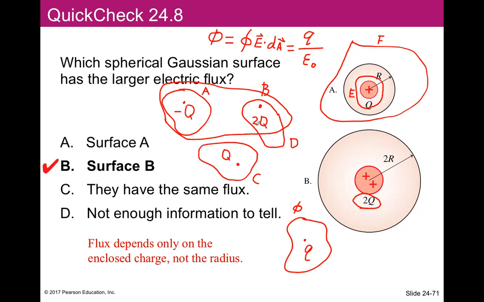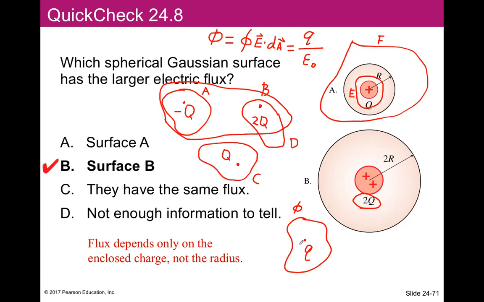flux. But for D, what's the net charge? It's 2Q. So D has the flux which is doubled than B and C. So D is the right answer.